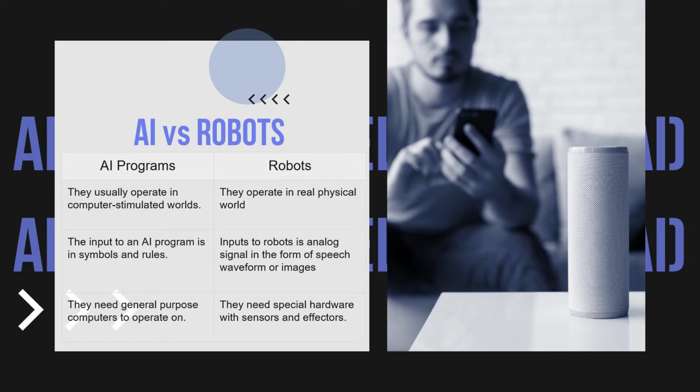It is inputted in such forms in an AI, while the input to a robot is an analog signal, in the form of speech or waveform or images. It just uses this data from the real world, takes it in, and then processes it to act according to the command. Also, an AI needs a general purpose computer to operate on, while robots need special hardware with sensors and effectors and all the other things that make them move and work on real world problems. So these are the basic differences between artificial intelligence and robots.